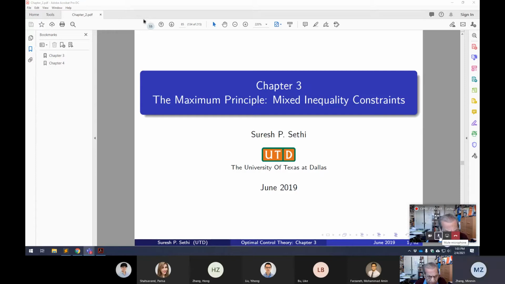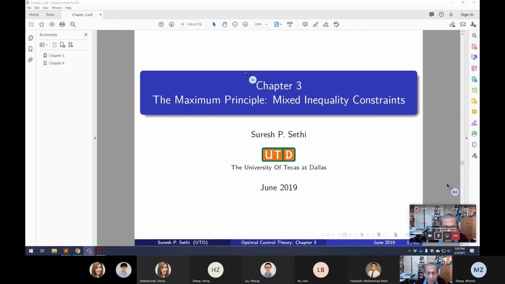So today we are going to go through the maximum principle subject to some inequality constraints. And these inequality constraints I will mention to you in the next slide. They are definitely very important for any kind of problems that we have in management science.